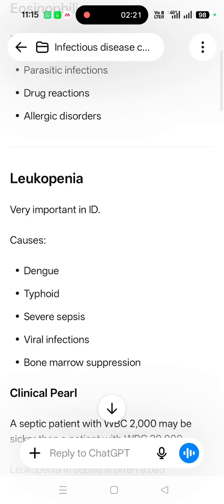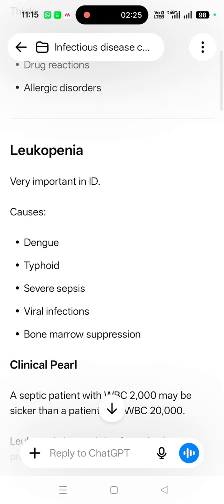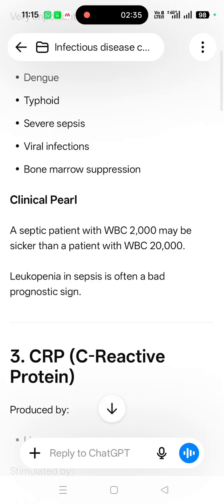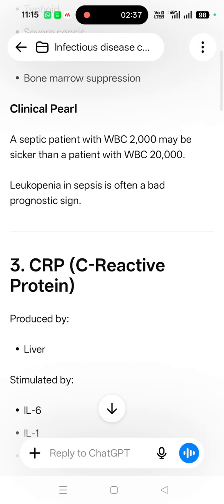Leukopenia is very important in infectious disease because it is seen in dengue, typhoid, severe sepsis, viral infection, and bone marrow suppression. Then coming to the clinical pearl, a septic patient with WBC 2,000 may be sicker than a patient with WBC 20,000. So leukopenia in sepsis is often a bad prognostic sign.